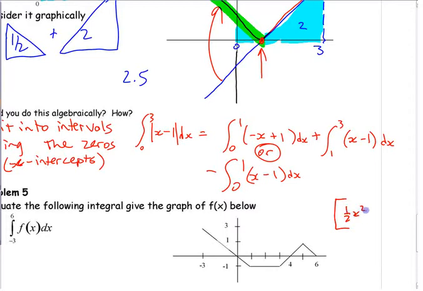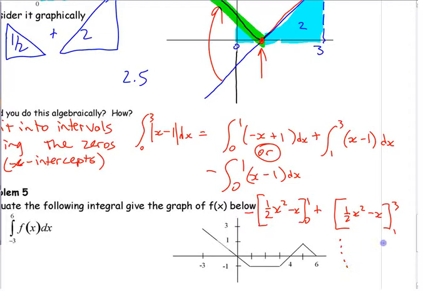1/2 x squared minus x from 1 to 3, right? And the other part of it here is just going to be the same thing. So either 1/2 x squared minus x from 0 to 1 with a negative sign in front, or without the negative sign in front and just changing the signs of that. If you find this easier, okay, to just keep the negative sign in front, that's fine.